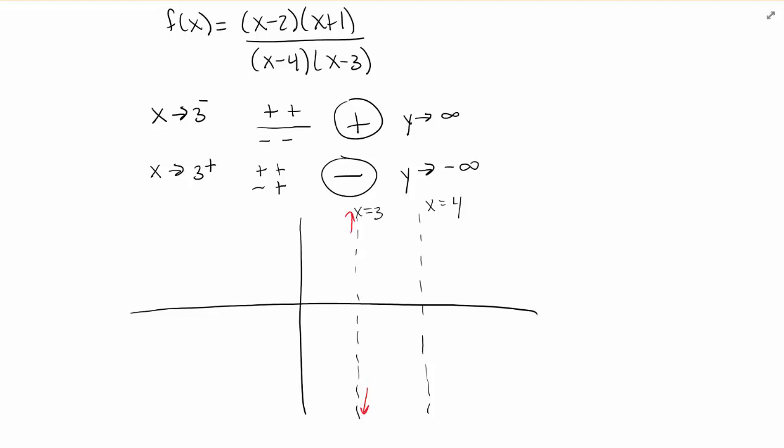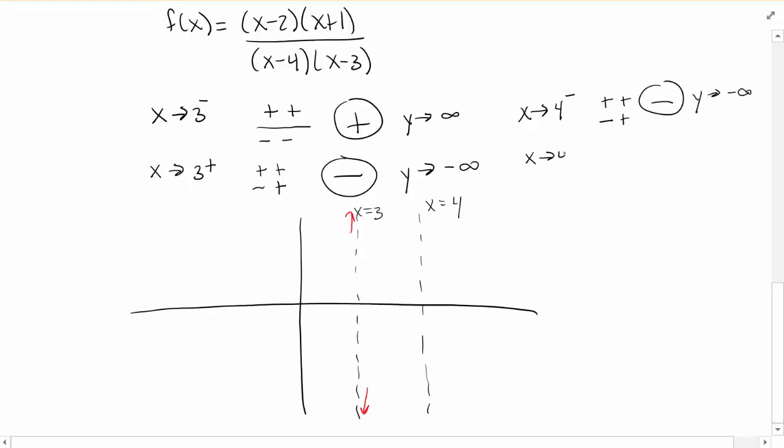Let's figure out what's happening with 4. So as x approaches 4 from the left-hand side, a number just to the left of 4 is like 3.9. If I plug that into the function, 3.9 minus 2 is positive. 3.9 plus 1, positive. 3.9 minus 4, just negative. 3.9 minus 3, positive. So overall, it's negative, which means y is approaching negative infinity.